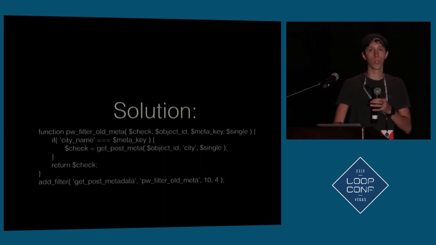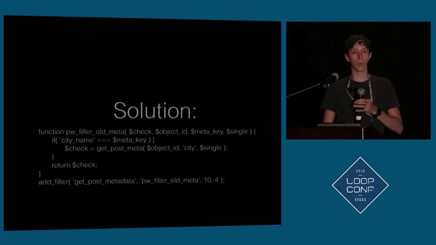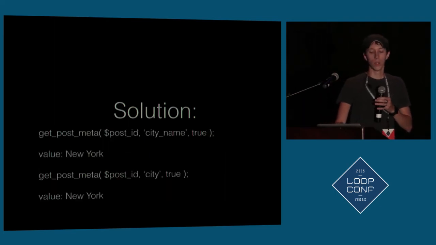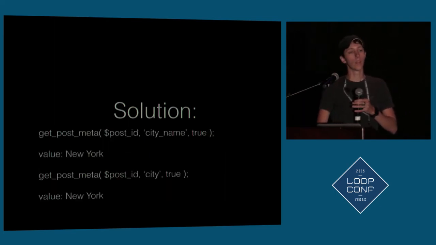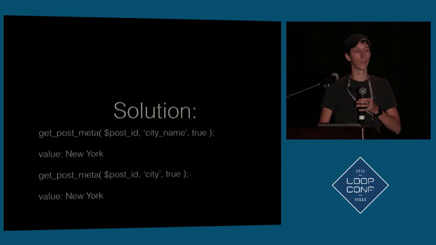We actually did this recently for one of the plugins that I wrote. We had thousands and thousands and thousands of records in the post meta table, and we moved them to a taxonomy, and nothing broke because of an 8-line filter. So then when you call get_post_meta on city_name, it returns a value of New York. And when you call get_post_meta city, it returns a value of New York because suddenly we're filtering the call to get_post_meta.